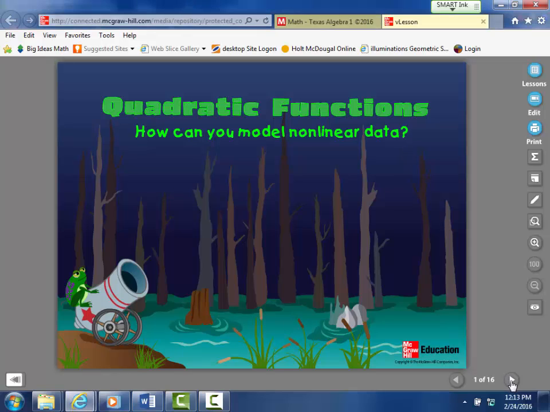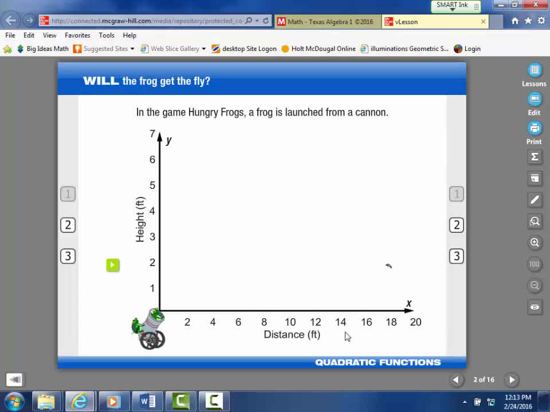Okay, so let's reflect here on our little frog jumping and everything. In this game called Hungry Frogs, the idea is to get your frog positioned in such a way that he's going to intersect the path of the fly. Now, if that was linear, if when you shot something out of a cannon it went linear, we'd have no problem. He's going to go straight over there. But because it's a parabola, it's a little more.